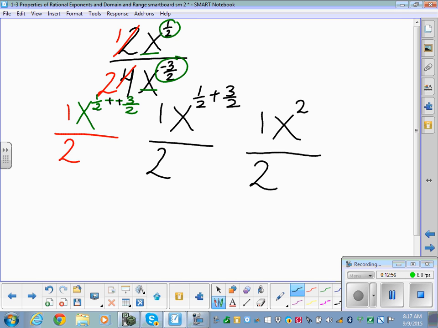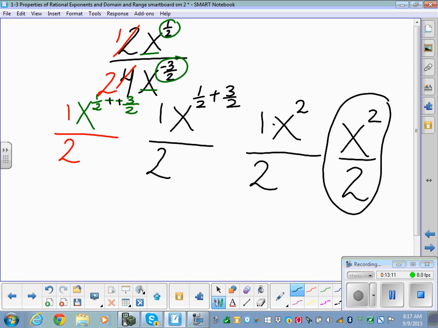Now I'm just going to push you in this class to realize that 1 times anything is just itself, right? So we have 1 times x to the 2nd power, which is just x to the 2nd power. And then so we have x to the 2nd power over 2. So you don't have to write your 1 there. Now I would just go one more step and don't write the 1. Questions on that one? Okay, awesome.